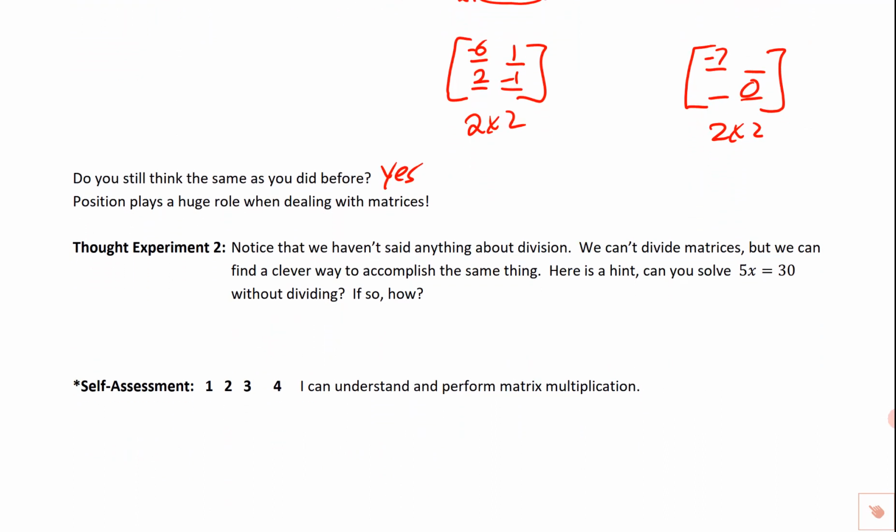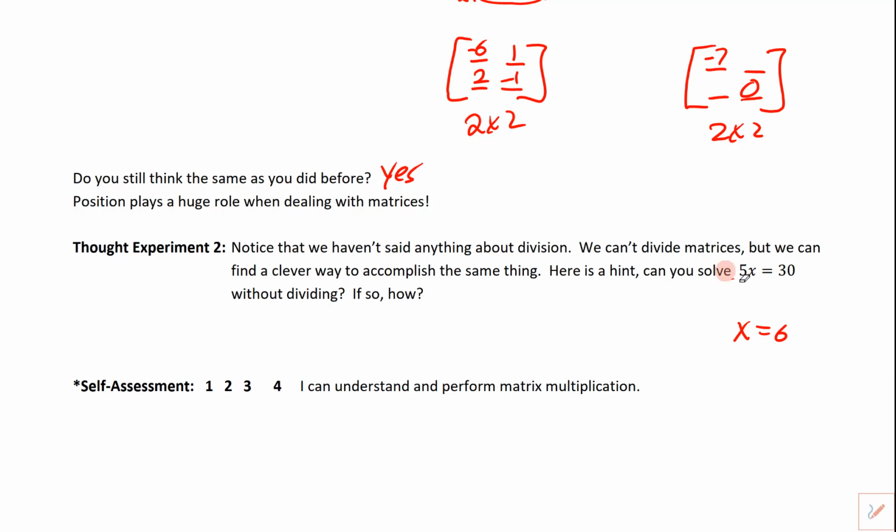The second thought experiment is kind of leading up to some stuff that we're going to do later on. We haven't said anything about division yet. Okay, well, it turns out we can't divide matrices, but there is kind of a clever way to get around that. And to give you a hint of what it is, I want you to look at this equation right here. So this is 5x equals 30. Now, most people would just go through and divide both sides by 5 and then get x equals 6. That is the answer, but here's the tough part. Could you show that 6 is the right answer without dividing, without using division?